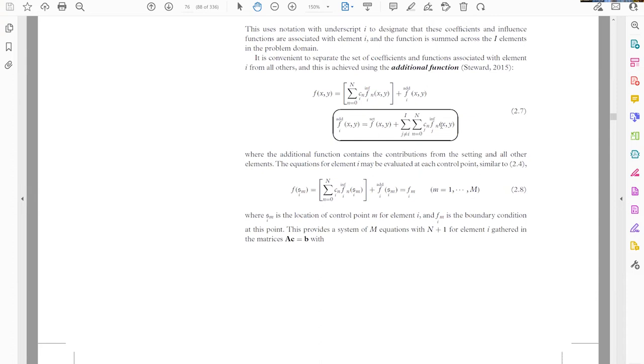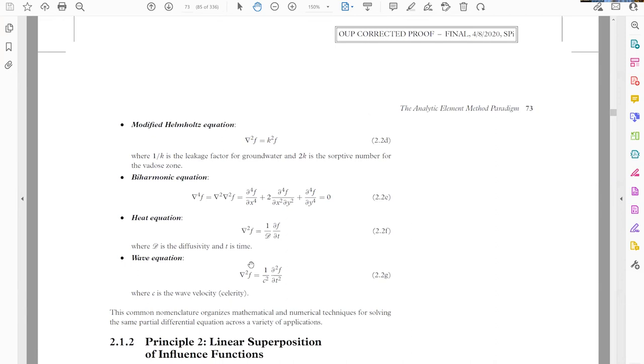If you have a particular problem, and for those of you that are water wave people, this is the wave equation. The wave equation is different than the mild slope equation. So if you're looking at something where the variability of the bathymetry is smooth, and that's important for your problem, then that is not conducive to an analytic element method solution. There are ways that we can take the solutions that we have and turn them into things that we can solve with the analytic element method.